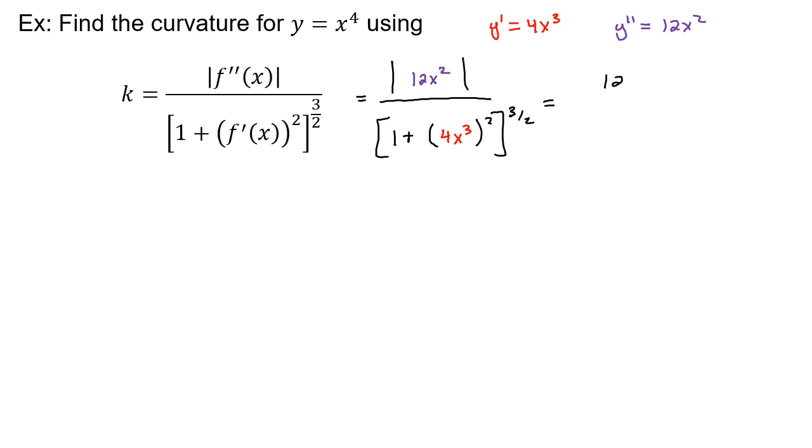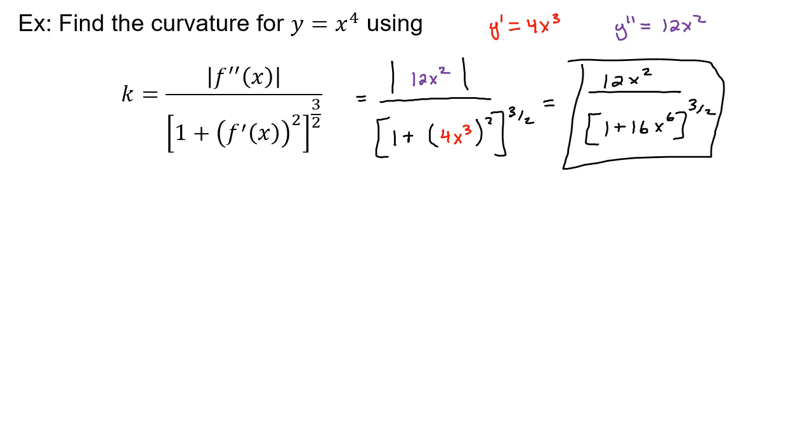So on top, I'll just get 12x squared. On the bottom, I'll end up with 1 plus 4 squared is 16, 3 times 2 gives me 6 to the 3/2. And that's it. That's about all you would do, unless you have a number to plug in. Or if you want to write the square root of all that stuff cubed, pretty much like what you would have seen. The 3/2 power is the same thing as the square root cubed, so it's kind of like the same denominator from the previous one.